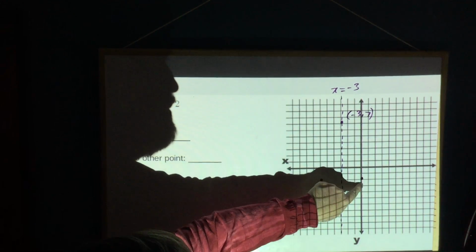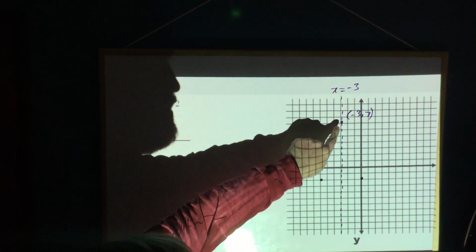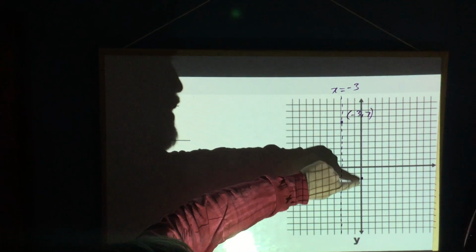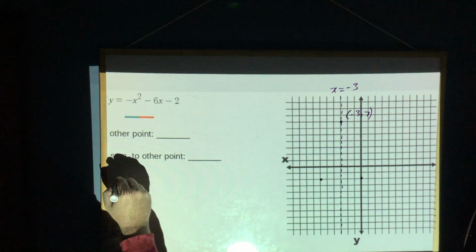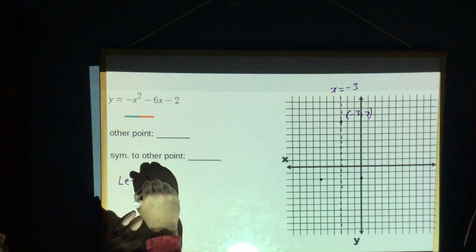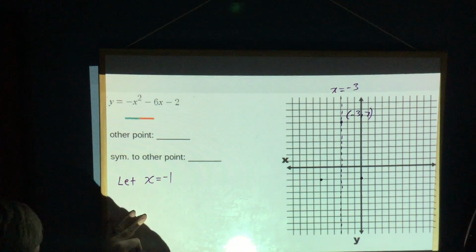There's -3, there's 0. It has to go across an x value of -1 in between there. So let's let x be -1 again. We're not going to always use -1. We just have the first 2 times.